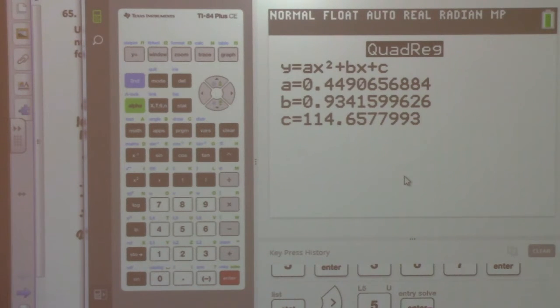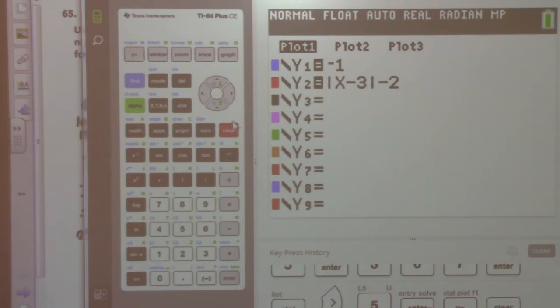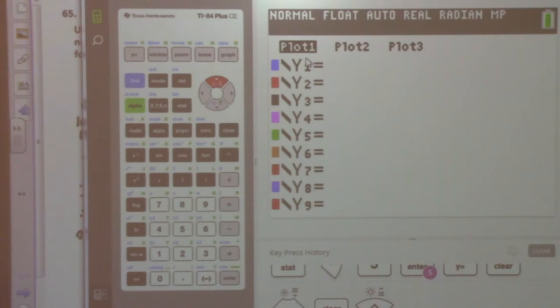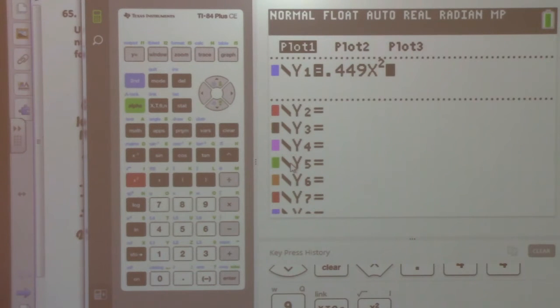So you get 0.449 x squared, plus 0.934 x, and 114.7 for your y-intercept. Okay? And we come back to our function editor, and we have our Plot 1 turned on. So 0.449 x squared plus 0.93 x plus 114.7.